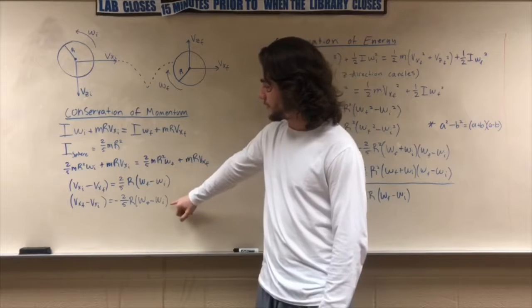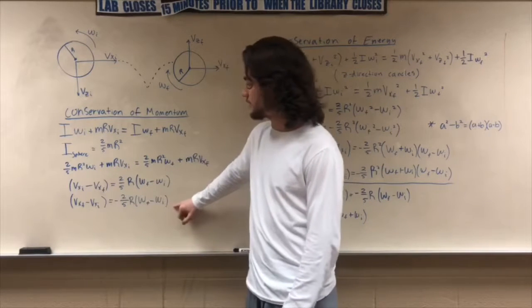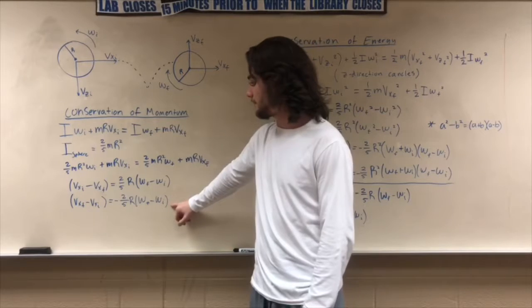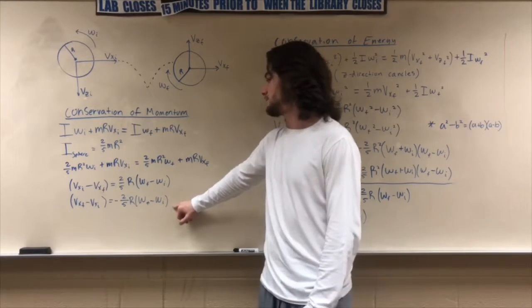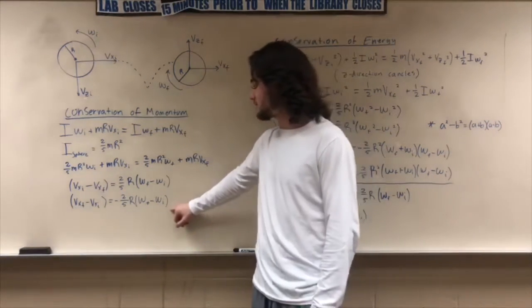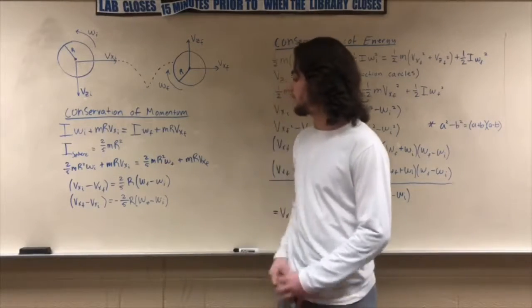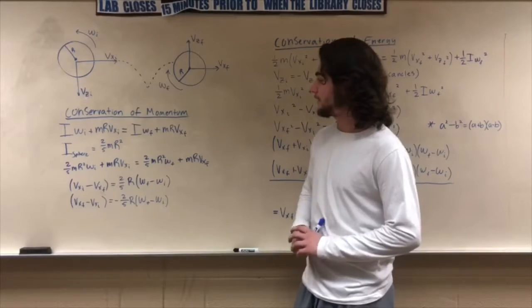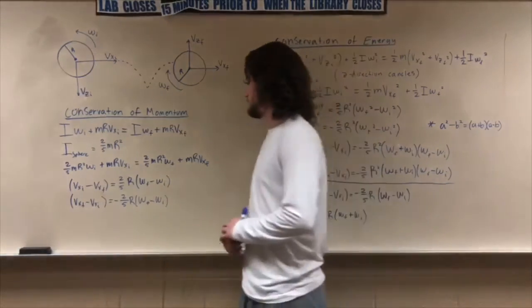And then we want it to be final minus initial, not initial minus final. So our equation is velocity x final minus velocity x initial equals -2/5 r times omega final minus omega initial. And that's our conservation of momentum equation.